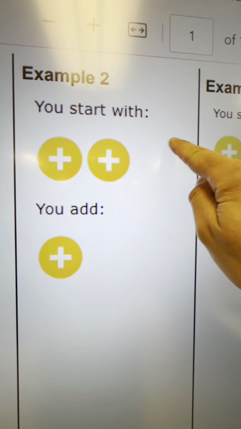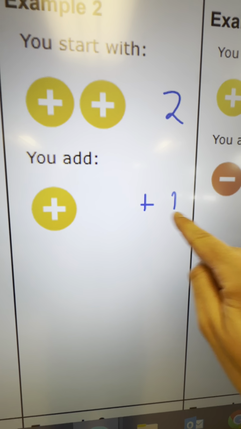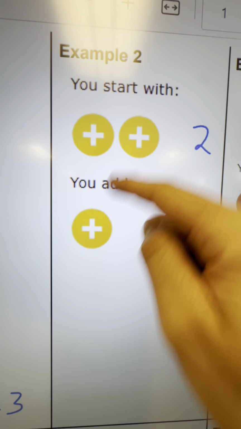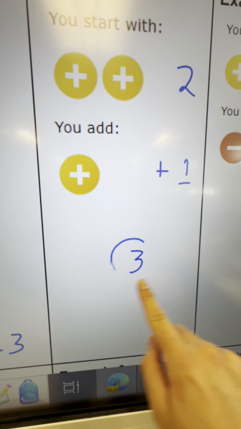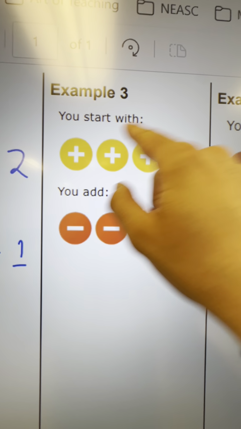All right, here's my next example. We're starting off with two positives, and we're adding one positive to it. So nothing cancels out here, no zero pairs, so 2 plus 1 is going to give me a total of 3 positives.